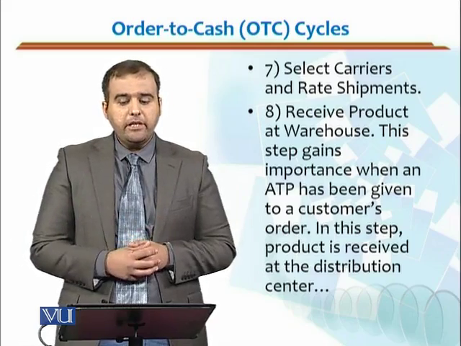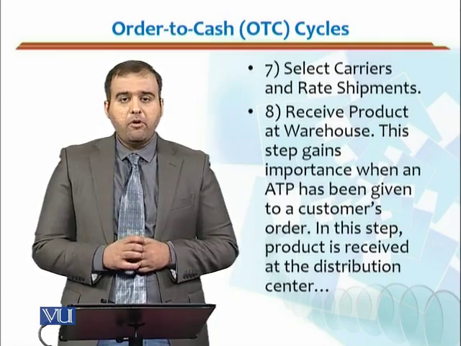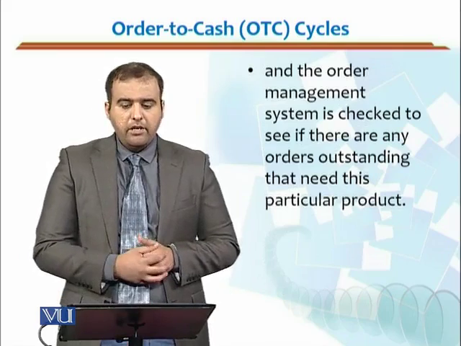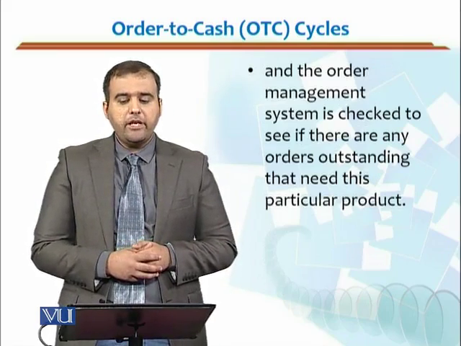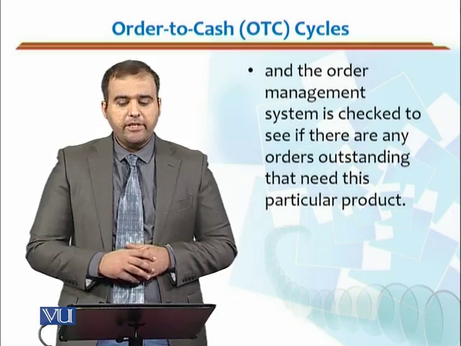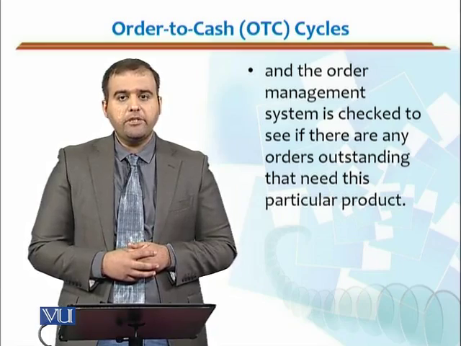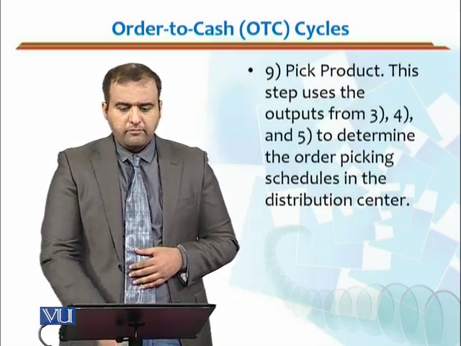So for ATPs, the available to promise type of product, it is important when it was received at the warehouse. And the order management system is checked to see if there are any orders outstanding that need that particular product. So that is important so that nothing remains unfulfilled at your distribution center.